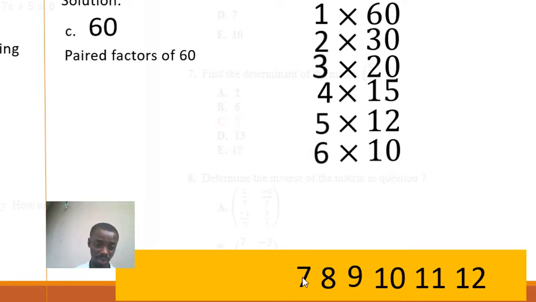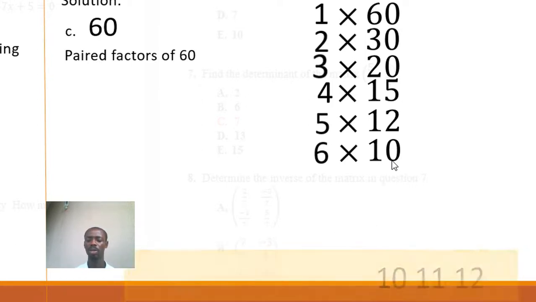Okay, now the next number on my list is 7. 7 is not a factor of 60. Check on your calculator, you have a decimal. 8 is also not a factor. 9 is also not a factor. Just confirm those 3 numbers, they won't give you a whole number. Now, 10 is a factor, but 10 is already on this side. So I can't use it here again. 10 is already on the other side. So that shows I can go no further.